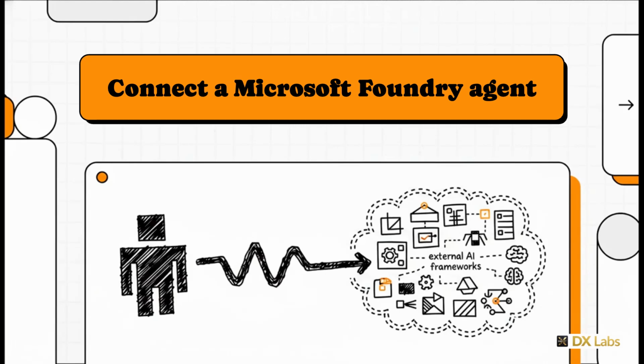Connecting a Microsoft Foundry agent is exactly how enterprise orchestrators delegate tasks to external AI frameworks without having to rebuild the whole thing from scratch. As cloud engineers and AI architects, you're constantly running into highly specialized models, stuff built by your data science teams that absolutely need to be integrated directly into your central orchestrator. In this explainer, we're going to break down how to bridge that gap logically, efficiently, and most importantly, securely.